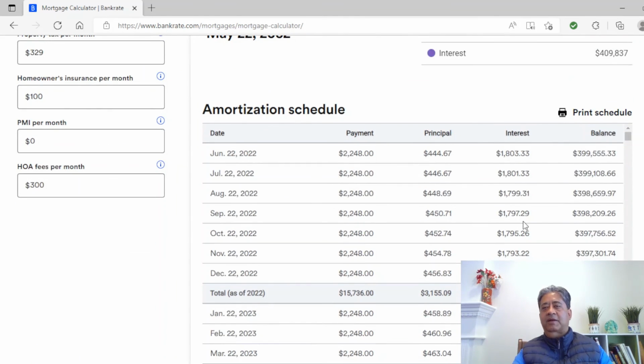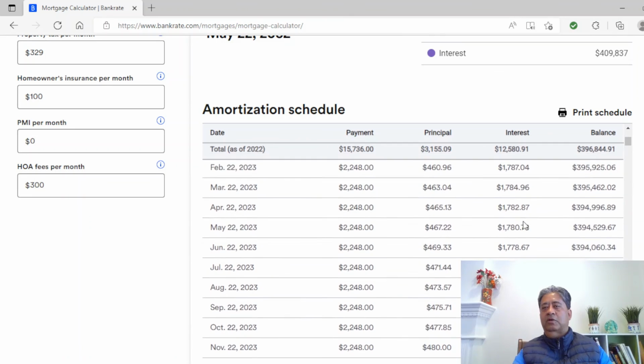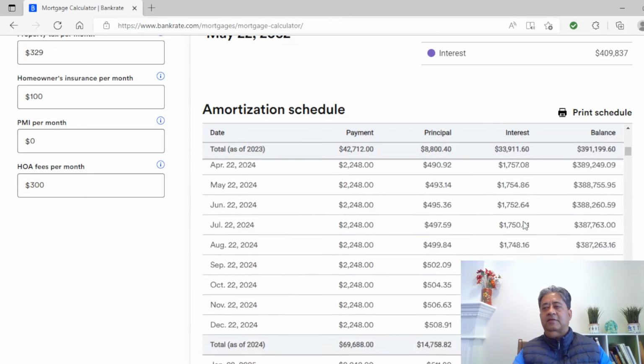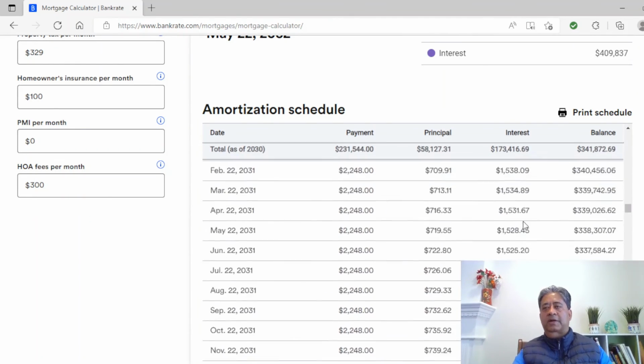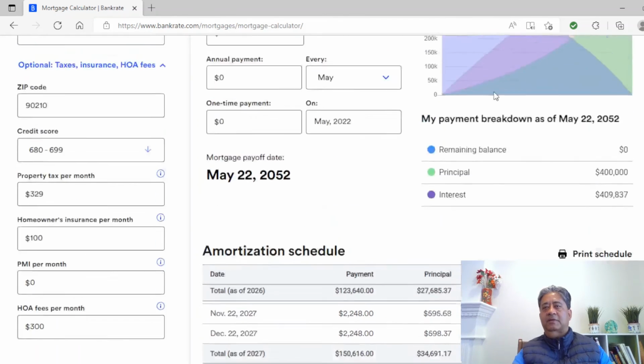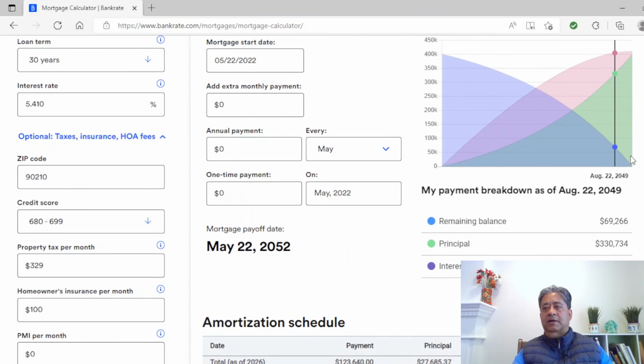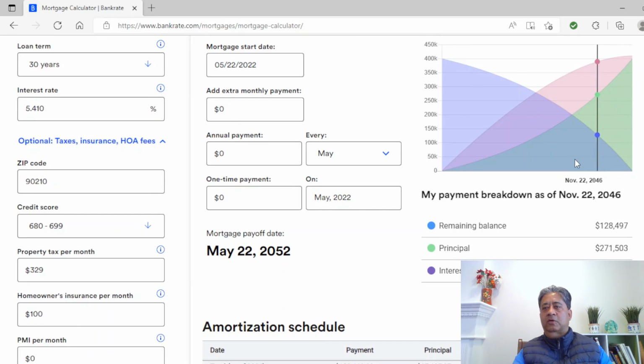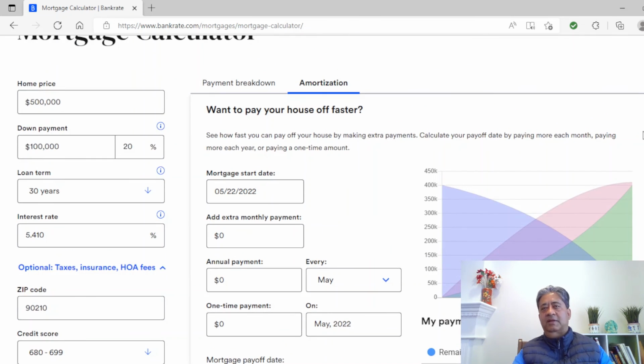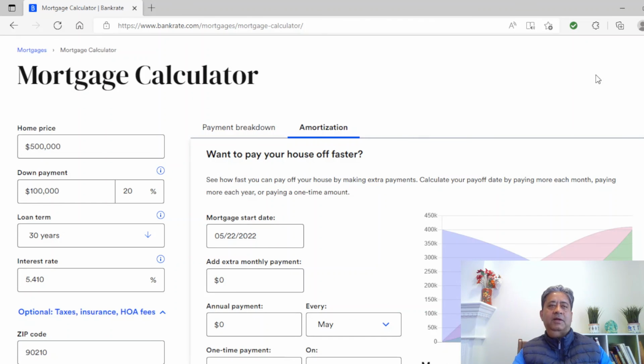And there is this monthly amortization, showing how your principal amount, interest amount, and balances are going to be changing every month over 30 years. You can print this out to analyze, and you can look in this graph at how the principal amount, interest amounts, and your overall remaining balance change as you keep on paying the mortgage. Hopefully you found it very useful in figuring out how this mortgage calculator works.